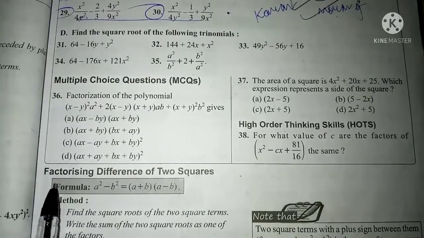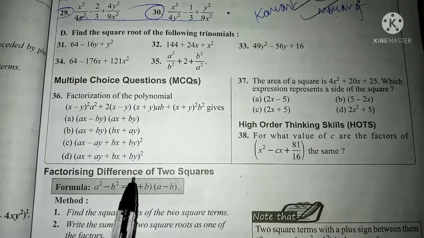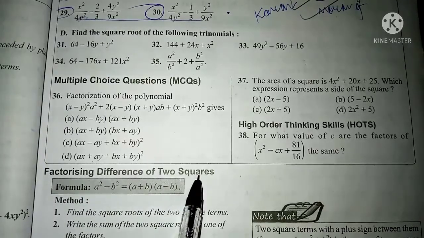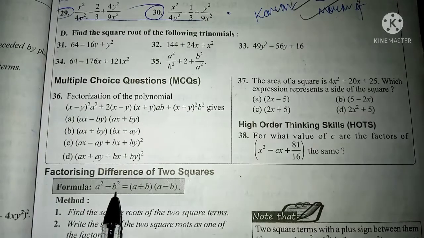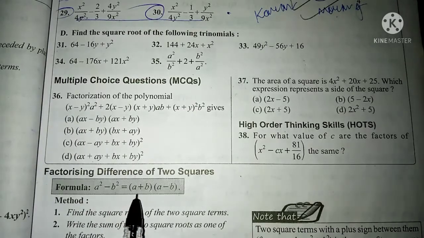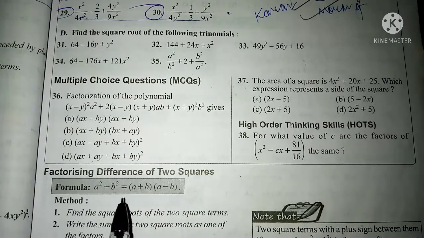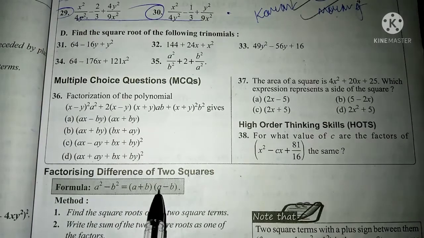So students, in today's class we are going to discuss factorizing difference of two squares. You can see here we have a formula: a square minus b square is equal to a plus b into a minus b. This is nothing but the sum of the first two terms, a plus b, and first term minus second term. This is how we can write it, and this formula is a square minus b square.